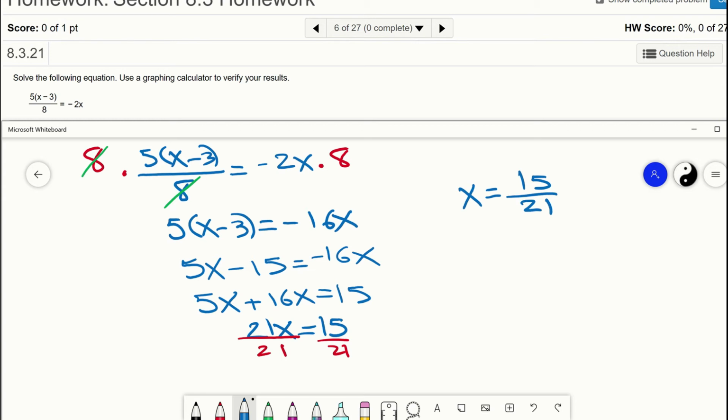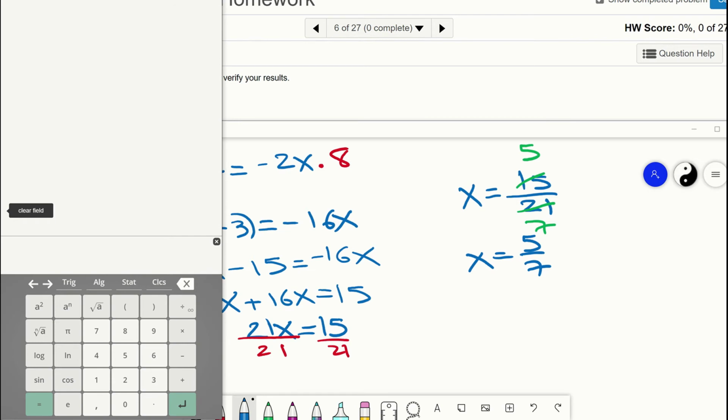15 over 21. Now, you never want to type that in as the answer because that's not fully reduced. You always want to put in the most reduced form of any fraction. So notice that 3 goes into 15 5 times, and it goes into 21 7 times, right? So the answer we will type in is x equals 5/7. But let's go ahead and do a quick check using our calculator to see if this is in fact a good solution for this problem.